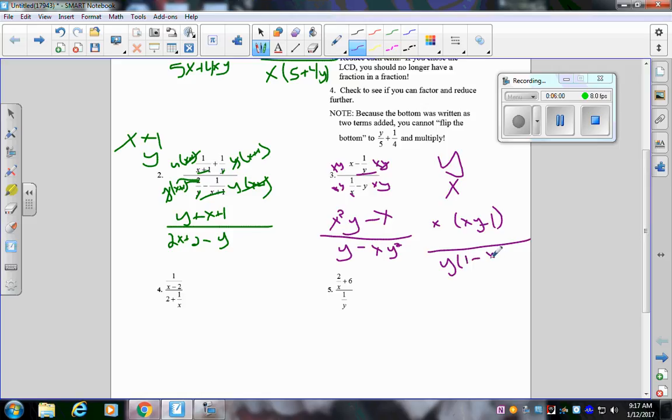Can I cancel? Yes, those are opposites. Remember we talked about that? When you're subtracting the same things in different orders, they are opposites. So you can cancel them and put a negative in front. So negative x over y is my final answer.